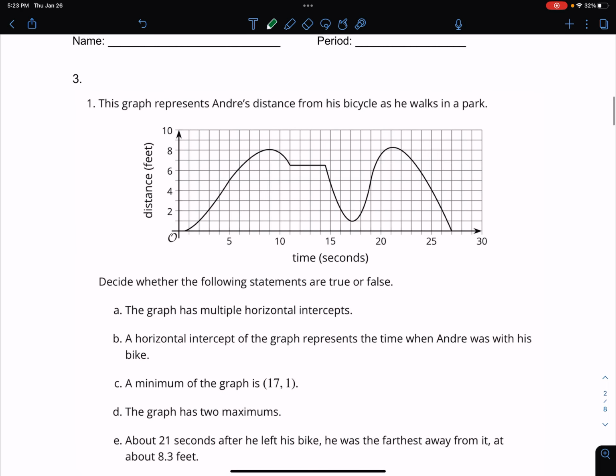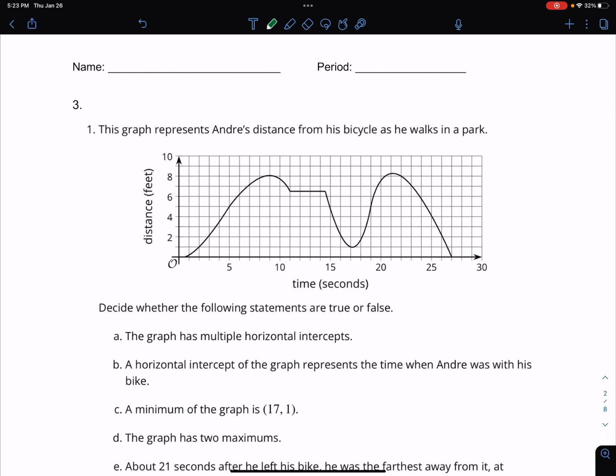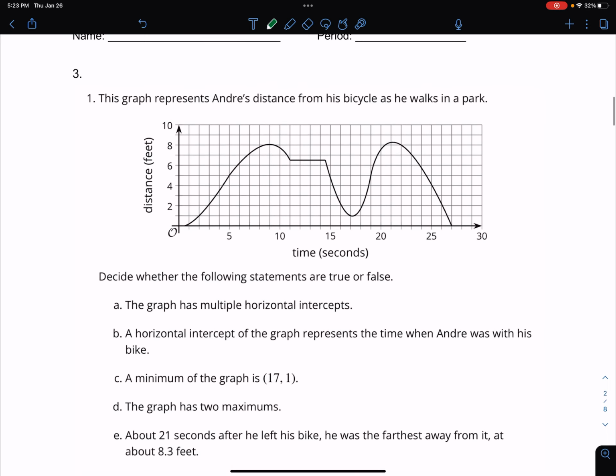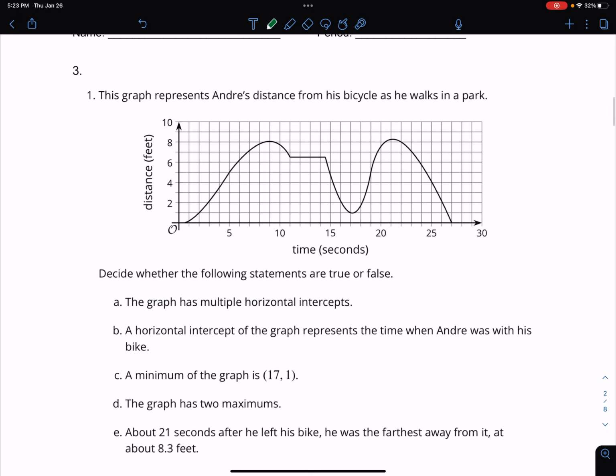All right, function notation, mid-unit 4, practice test. Question 3. This graph represents Andre's distance from his bicycle as he walks in a park.